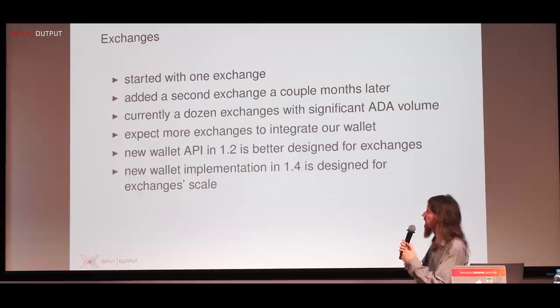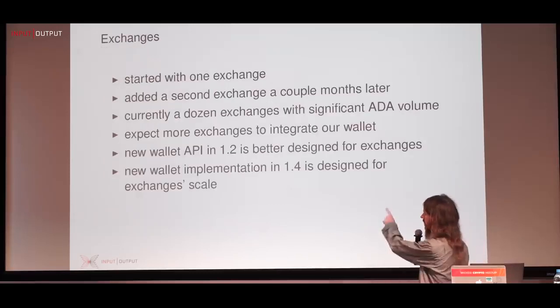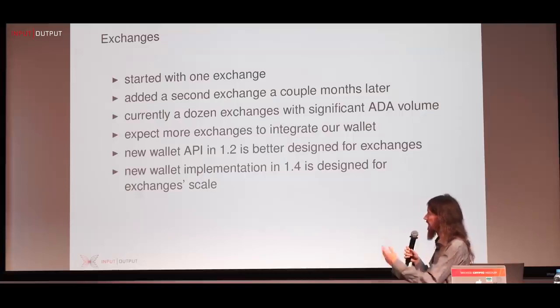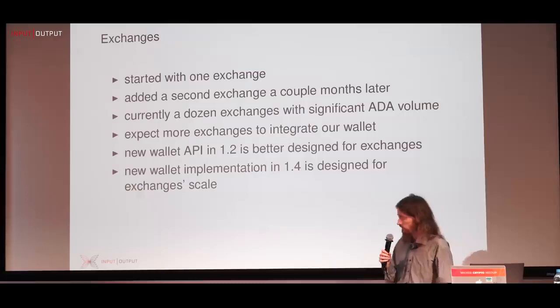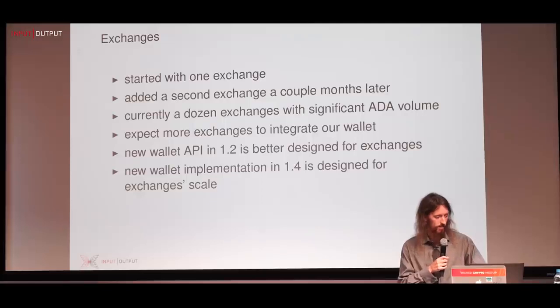Another way of charting the history of Cardano is to look at the exchanges that support Cardano. When the mainnet was first launched, there was just one exchange. There was a second a few months later. And at the moment, there are at least a dozen tier one exchanges that have significant volume. And there are more that are integrating all the time. In version 1.2, which was out, as I said, not so long ago, when was that? June. Some new improvements to help exchanges. And coming along shortly in the 1.4 release is a completely new wallet implementation that will support the scale at which exchanges have to operate. I'll come back to that point in a minute.